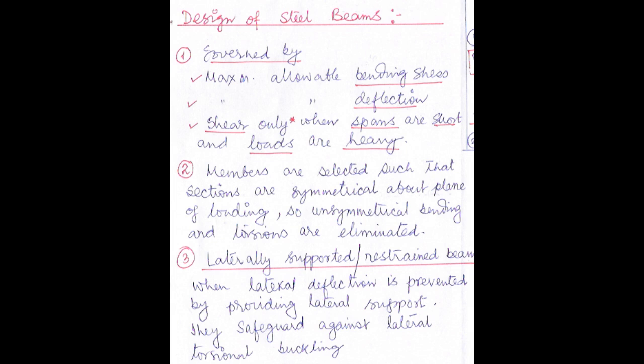Please remember this point. Point number 3: what do we mean by a laterally supported or laterally restrained beam? It means that lateral deflection is prevented by providing a lateral support, which safeguards against lateral torsional buckling. That type of beam is called a laterally supported or restrained beam.